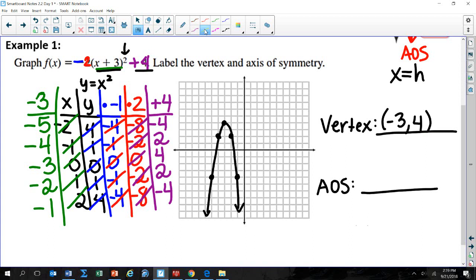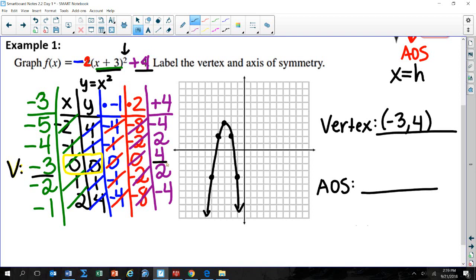But if I want to see it in my XY chart, this is where my vertex used to be, and this is where my vertex is now. See how in my XY chart you can see the point negative 3, 4 as well? Okay. So whatever floats your boat.